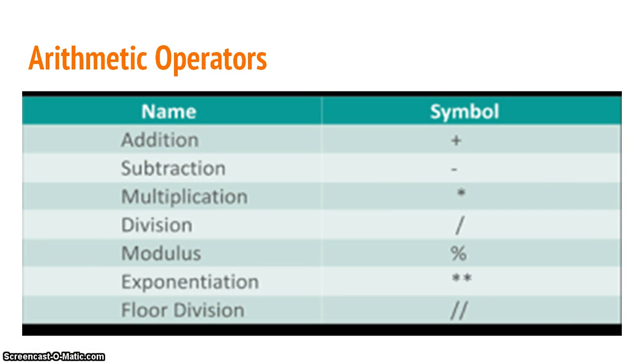First is arithmetic operators. This you know very well: addition, subtraction, multiplication, division, modulus, exponentiation, floor division. The symbols are plus for addition, minus for subtraction, asterisk for multiplication, forward slash for division, percentile for modulus, two asterisk symbols for exponentiation, two forward slashes for floor division.